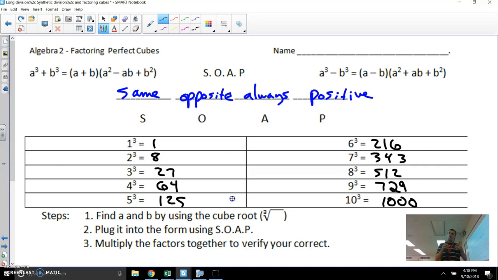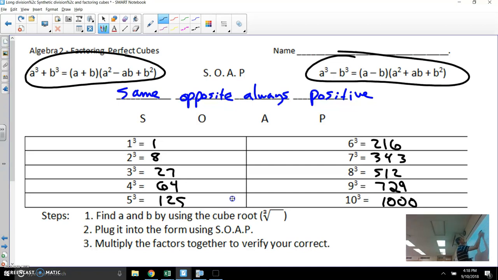We're going to talk about factoring cubes. I talked about how you need to memorize some stuff to really be able to do this. There's a little saying that helps you with the signs. We call it SOAP: same, opposite, always positive. But you really have to memorize the form: AB, A squared, AB, B squared. And then the signs we can kind of fill in.